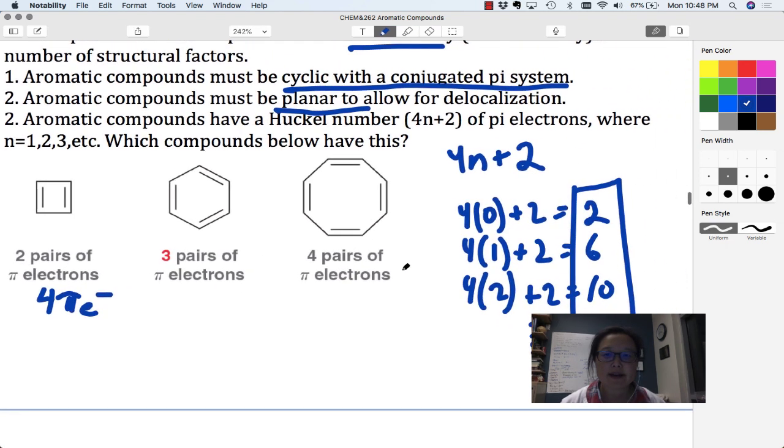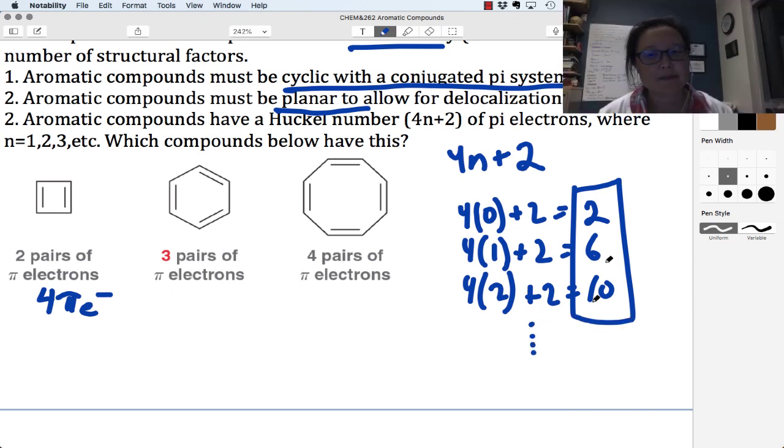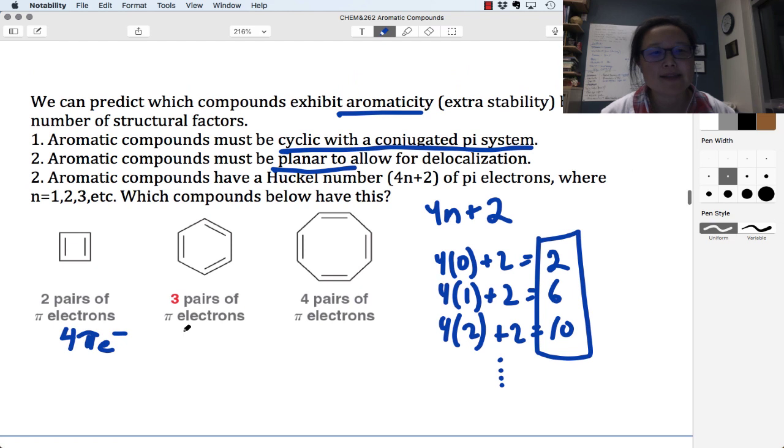So I look over here and I'm like, well, we just did that analysis of all the Hückel numbers. 2, 6, 10, 14, and so on. Okay, so basically, it's not a Hückel number. We skip 4. So it's 2, skip 4, 6, skip 8, 10, skip 12, 14, skip 16, 18. So it's not a Hückel number, so it turns out that it's not aromatic. So that is a requirement, it's got to have a certain number of pi electrons in the system.